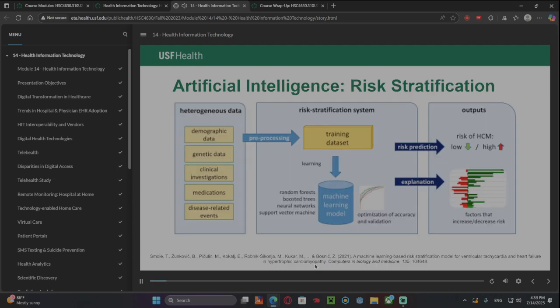Artificial intelligence risk stratification. In healthcare, AI-driven risk stratification can help identify patients who are at higher risk for developing certain diseases or health complications. By analyzing various data points such as patient history, genetic information, lifestyle factors, social determinants of health, and environmental influences, AI algorithms can assist healthcare professionals in personalizing the treatment plans, improving patient outcomes, and optimizing resource utilization.